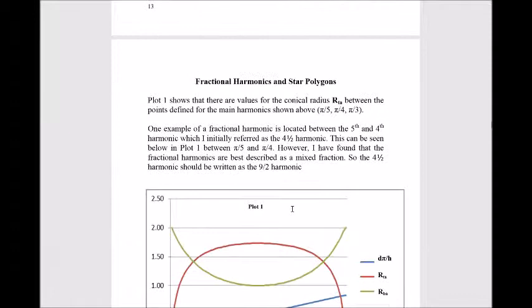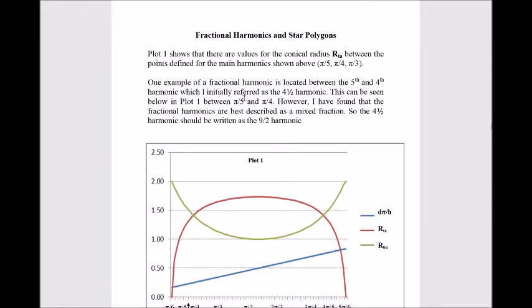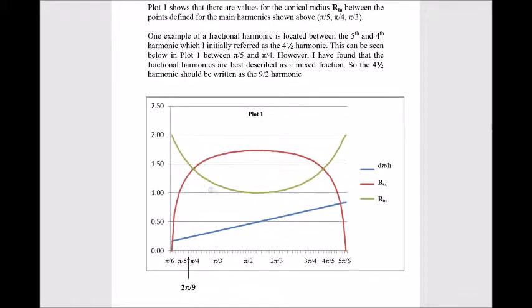Now beyond this, if you look at plot 1, there are points calculated for RTA that are contiguous along this curve for values in between the main harmonics. One such example we can find between the fifth and fourth harmonic that I initially would call the 4.5 harmonic, but soon realized that this is best described as a mixed fraction. So the 4.5 harmonic should be represented by 9/2.